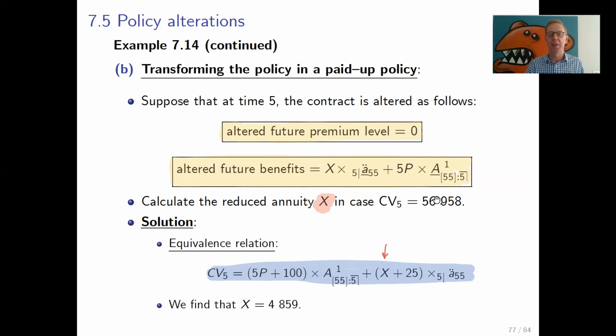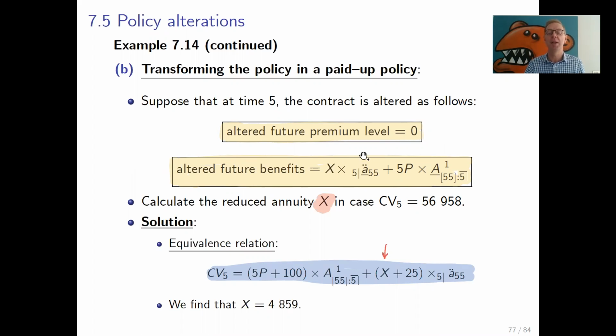First of all, if the insured dies before age 60, he wants still the premium refund guarantee. So he wants to receive back all the premiums that he has paid so far, 5p. There are no extra premiums paid in the future. So it's a term insurance on a person of age 55 for a duration of 5 years with payment 5 times p, so the past premium payment.